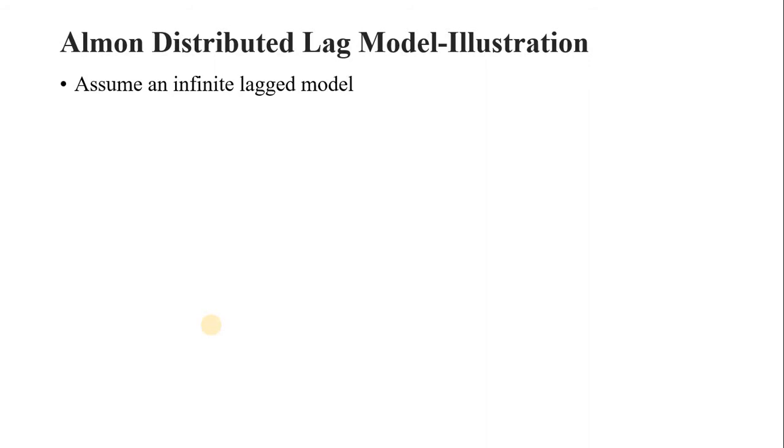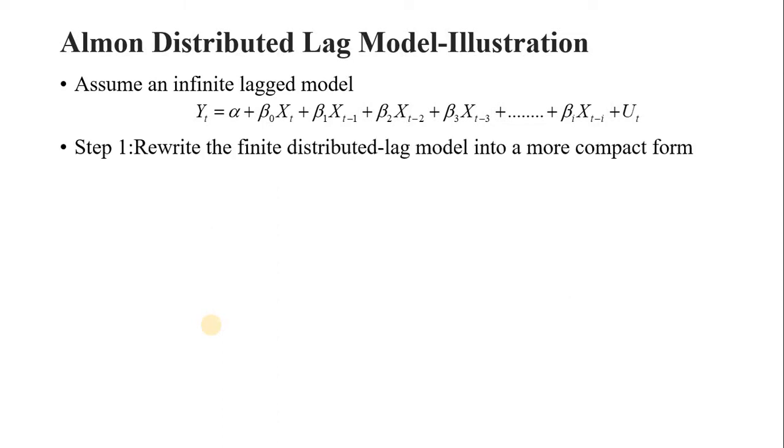So how can we construct this model? Assume an infinite lagged model: yt equals alpha plus beta 0 xt plus beta 1 xt minus 1 plus beta 2 xt minus 2 up to beta i xt minus i. This is what is called an infinite distributed lag model. Now we can rewrite this distributed lag model into a more compact form. We can reduce this equation this way.